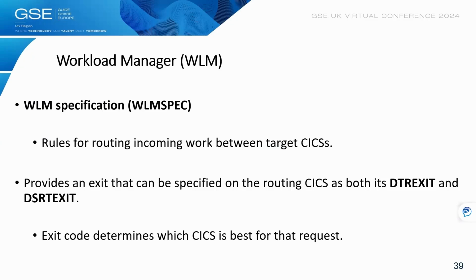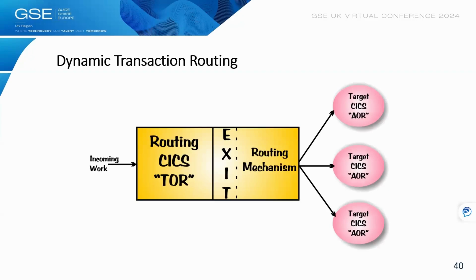To get started, you'd need something called the workload manager specification, which has the rules for routing incoming work between different CICS regions, right? Now, you'd also need to specify the exits within CICS, the DTR exit and the DSRT exit, to use the EYU9XLOP program, which is the default routing program for CPSM. And then by setting those two things up, you're already workload management routing to start out. Now, again, this is the simple case.